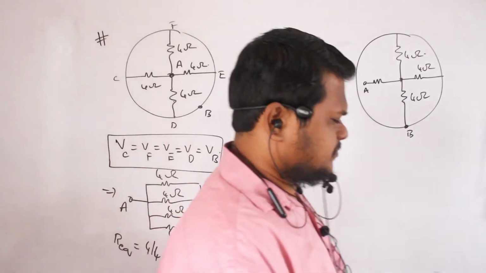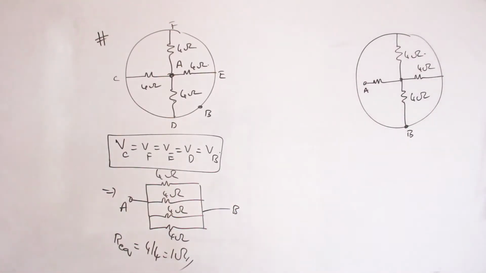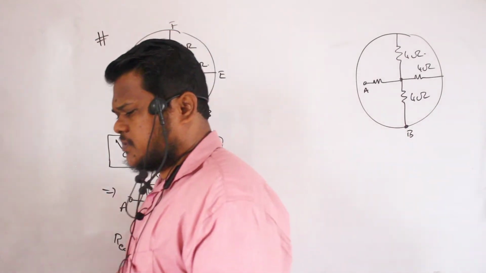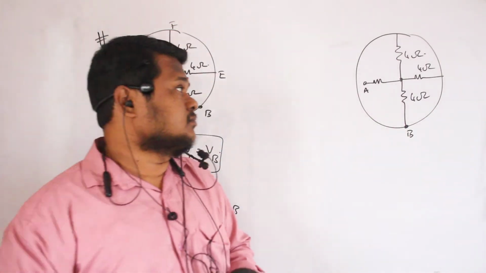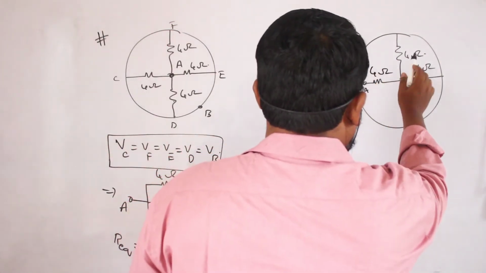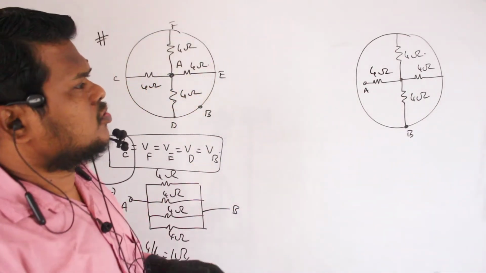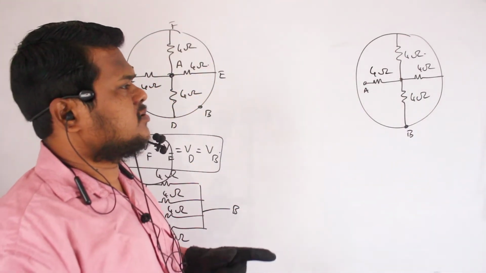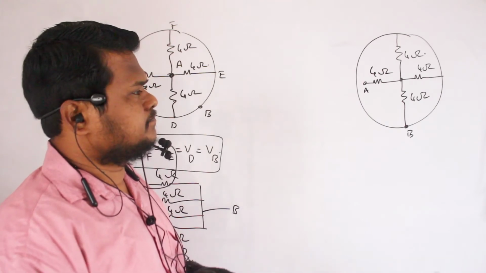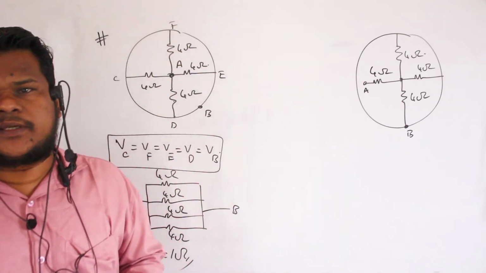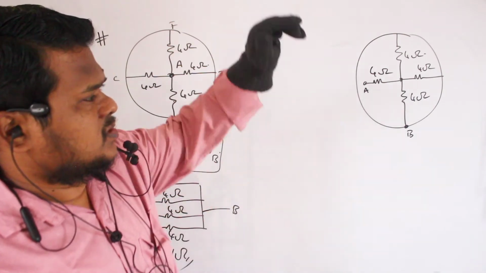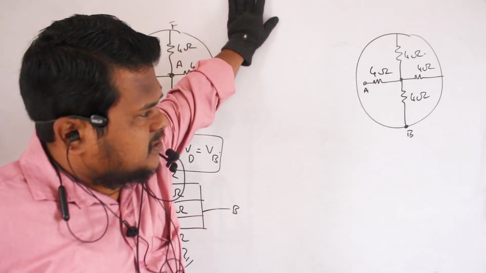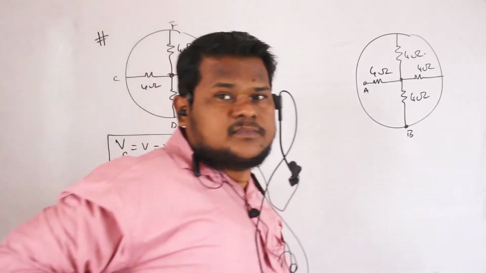Similarly, what about this one? How can I say? So this is my terminal A, this is my terminal B. Okay. Now what about the equivalent resistance of this circuit? Eight ohms? I don't think it is 8 ohms. 5? I don't think 5 either. How?